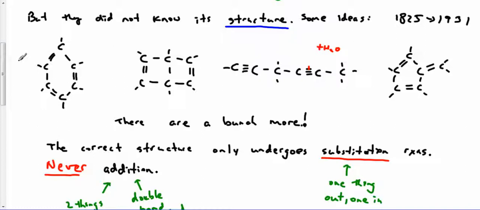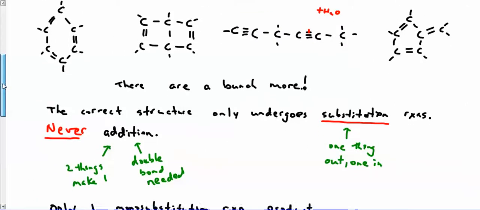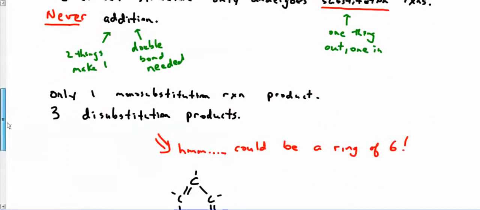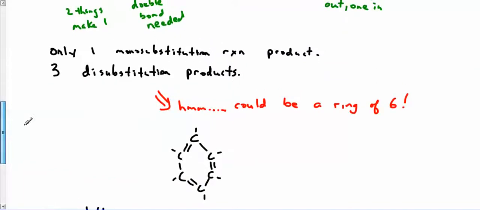But whatever the answer to the structure is, it only undergoes one monosubstitution reaction product and 3 disubstitution reaction products. Like here, right? It could be a ring of 6. What I mean by disubstitution is that I'm going to replace 2 of the H's. So let's say I turn this guy into an F. That's the first guy. Now, if I'm going to turn another one of these into an F, like this, that'd be another product. If I was to do this guy, it's the same as this one. So there's one product, this and this.